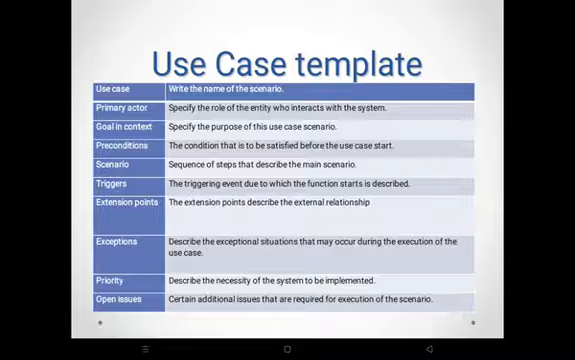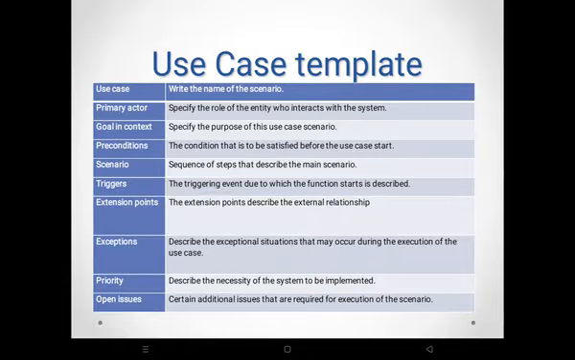Extension point represents the external relationship. Exception is nothing but it describes the exceptional situation that may occur during the execution of the use case. For example, sometimes sufficient cash is not available in the ATM. That is the exception. Priority describes the necessity of the system to be implemented. Open issues are certain additional issues that are required for execution of the scenario. What are the issues we are facing?